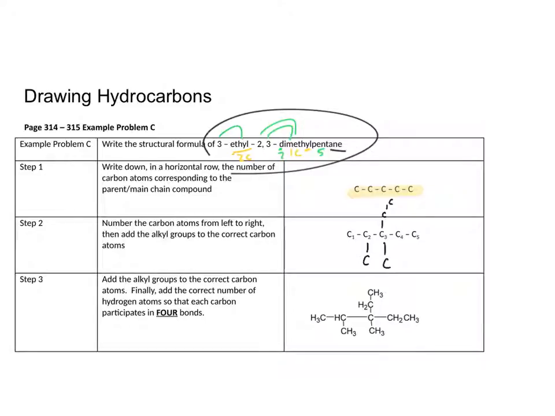And then the next thing I have to do is, once I've drawn my branches in, I go back and I add the hydrogens around everything to make sure that all carbons have 4 bonds. So this carbon has 3 hydrogens added. This one's going to have 1 hydrogen added. This one's going to have 3 hydrogens. This one's going to have no hydrogens, 3, 2, 3, 2, and 3. And then everybody's happy. And that pretty much covers how we draw basic hydrocarbons.